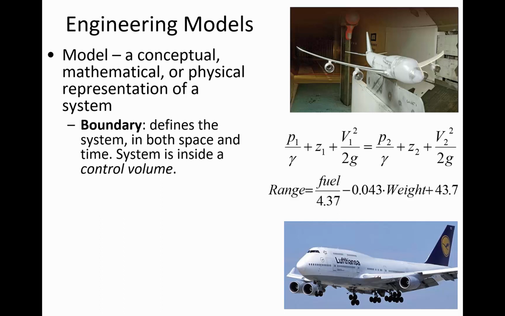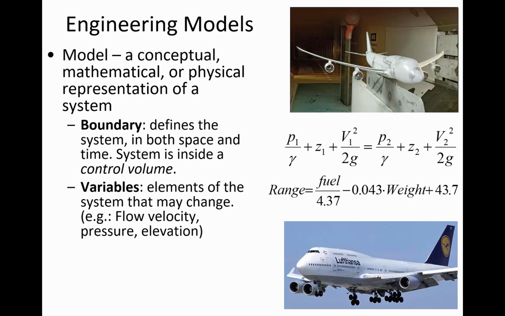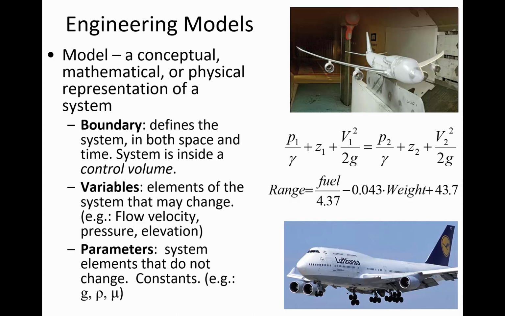The boundary of a model is defining the outer limits that apply. And so the boundary is defining where the system is. The system is the fluid and the things that are causing movement of the fluid, for example. The variables are the elements of the system that may be changing, and then the parameters are the constants that don't change. And so in Bernoulli's equation, for example, gamma would be a parameter. It's a fluid constant. g is a parameter, the acceleration due to gravity. But then the variables are going to be the pressure, the elevation, and the velocity.